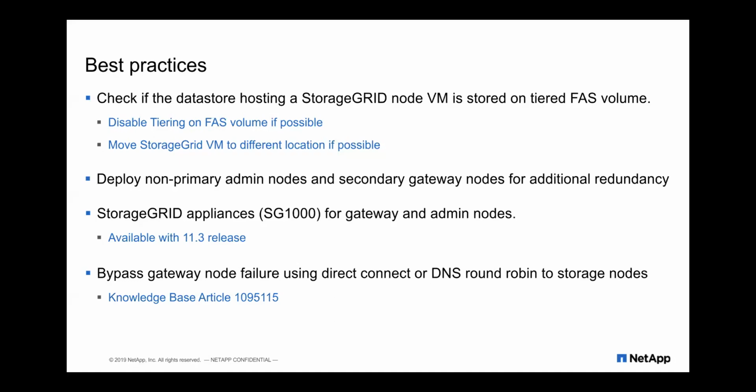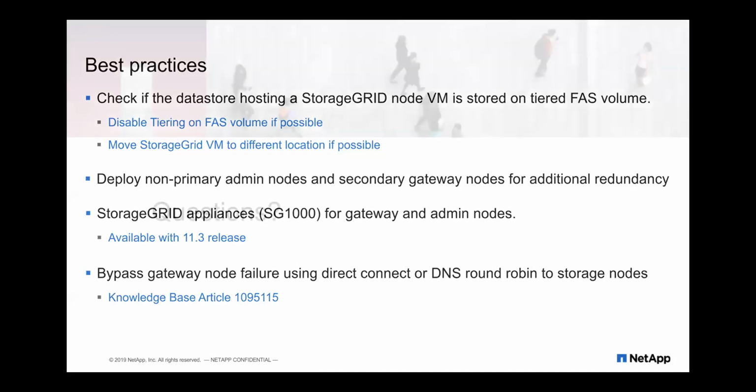1095.115, where it talks about the steps you need to take to shift the client or the FAS nodes from communicating directly to the gateway nodes to actually talking either directly to the storage nodes or doing some DNS change to round robin between the different storage nodes using DNS entries. And that sums up the best practices for those kinds of deployments.